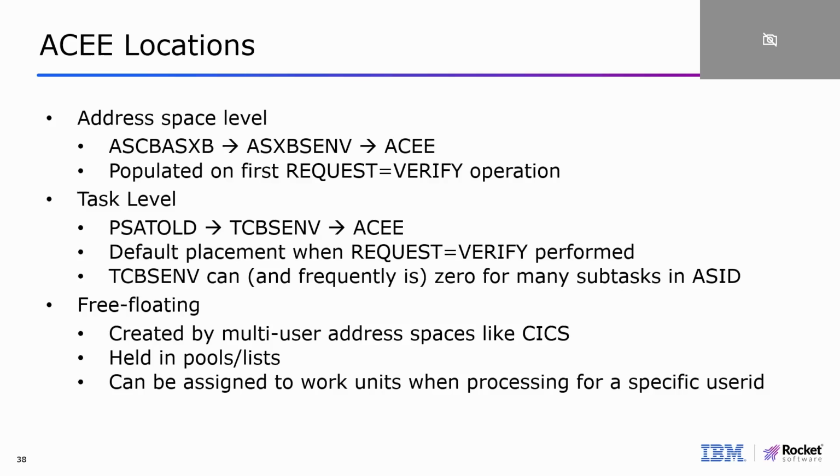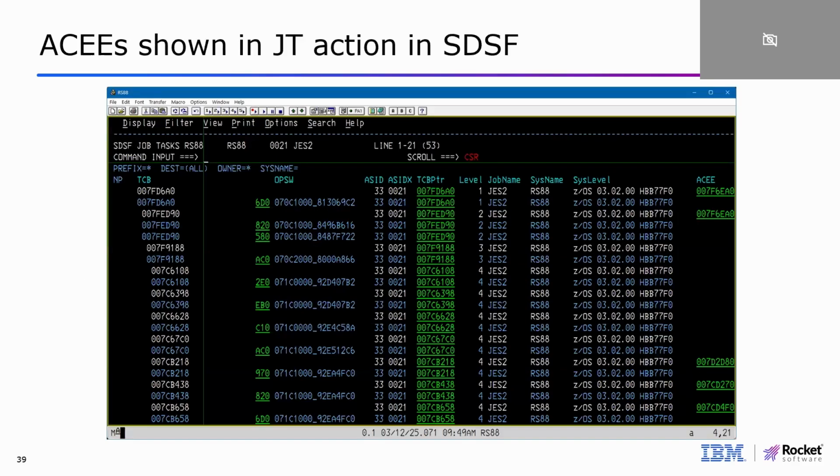So address spaces that have multiple identities, multiple user IDs, can be authenticated in the same address space, something like CICS. They're going to maintain their own tools and lists of ACEs, and then they can choose to use them when they're doing various RACROUTE requests later on. So, quick shout out for the SDSF.